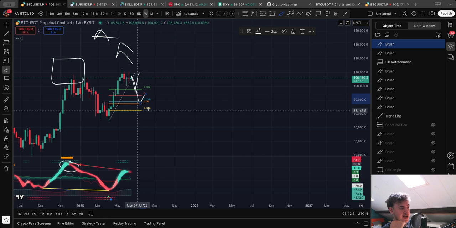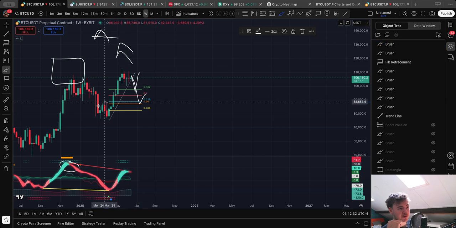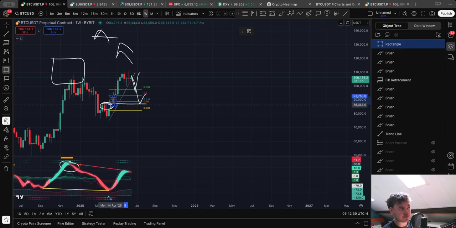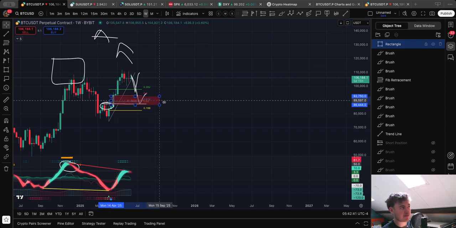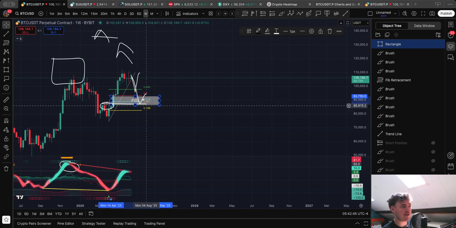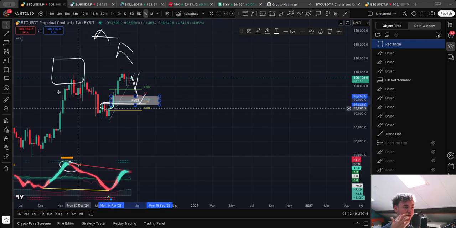And what we also have here is the previous highs right here, plus we have this fair value gap right here. I just marked it out for you. So fair value gap, golden pocket area, previous highs. This would make a lot of sense.